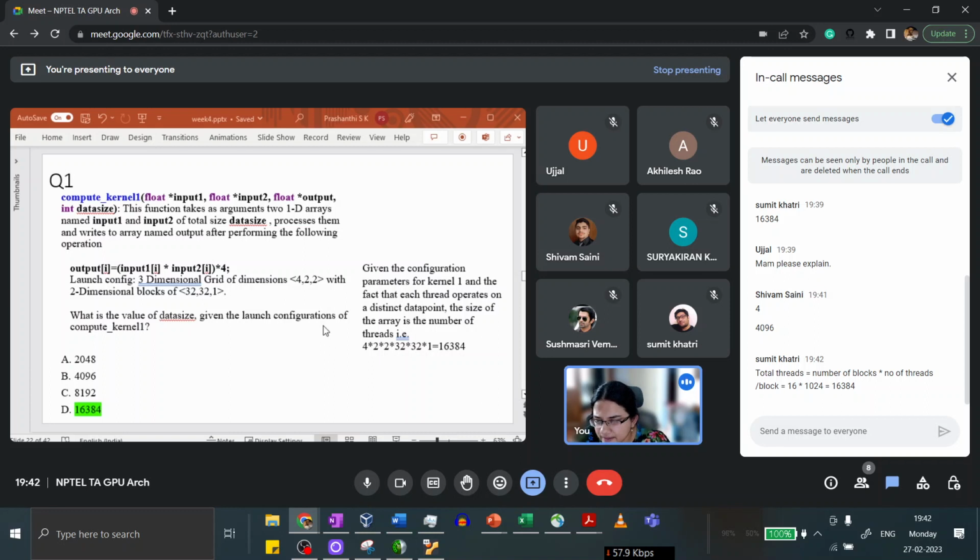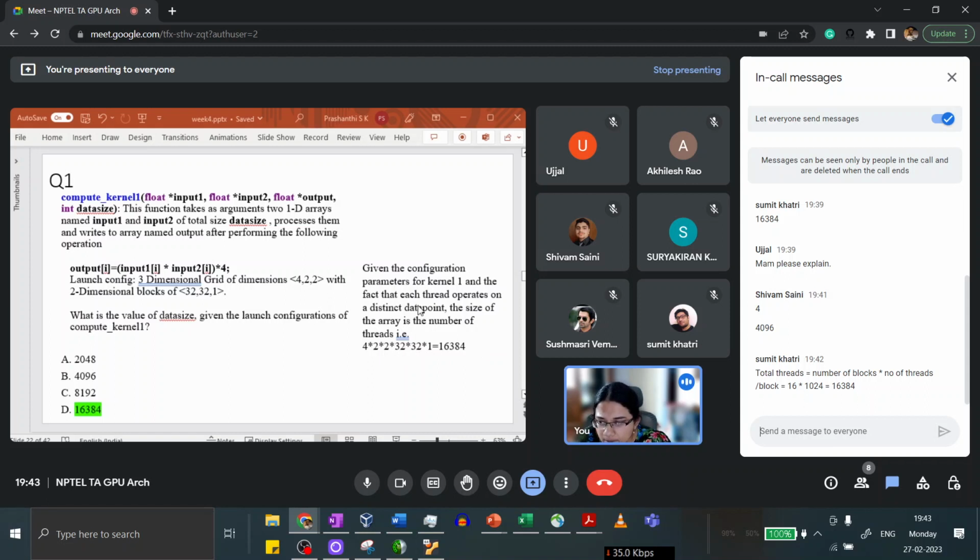threads per block. And given that you have a three-dimensional grid, you multiply 4 into 2 into 2 to get the number of blocks, and to get the number of threads per block you multiply 32 into 32 into 1. So number of threads would be the multiplication of both of these together, 4 into 2 into 2 into 32 into 32 into 1, which gives you 16,384.